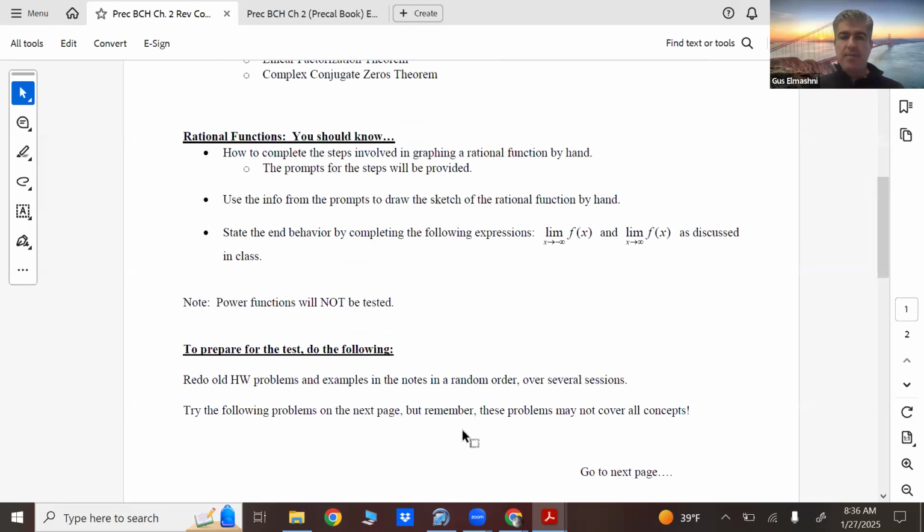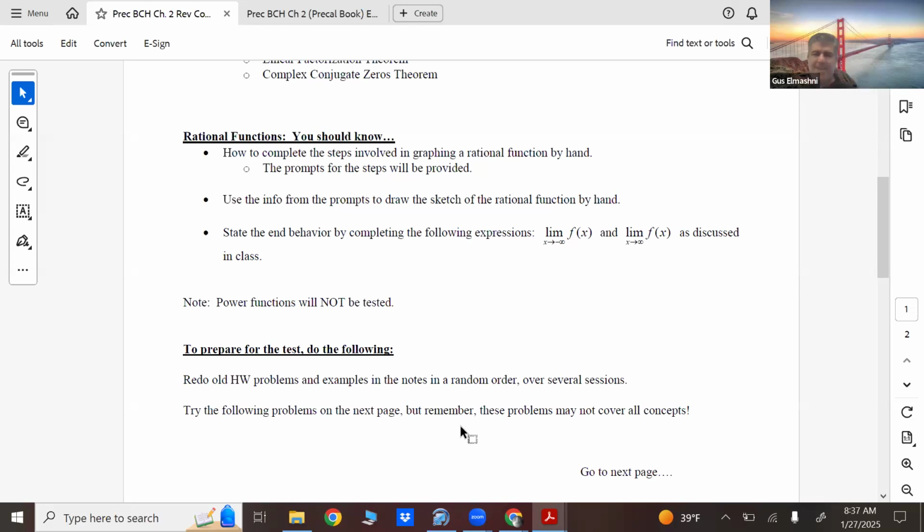For rational functions, make sure you know how to graph. We'll go over the homework in just a little bit. And I'll prompt you. Like, here's a table, for my own sanity. I'll just put a table, like fill this out. Give me the asymptotes. Give me the vertical, slant, or horizontal. Give me the x-intercept, y-intercept. Do a sign chart. All those things. I'll also ask you to state the end behavior in this manner. Like, hey, find me the limit as x approaches infinity, x approaches negative infinity. So that will be done.